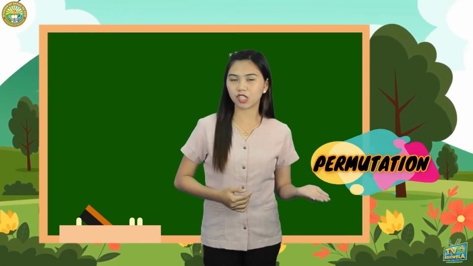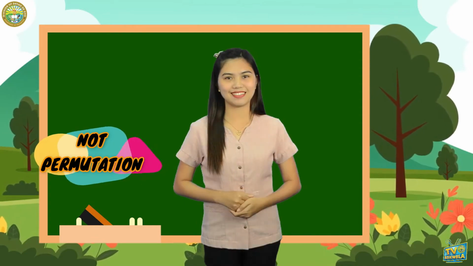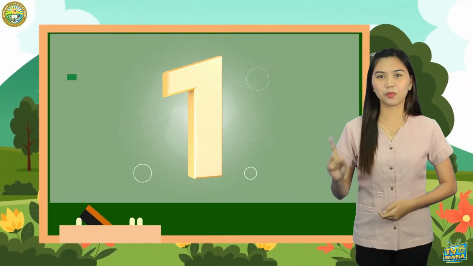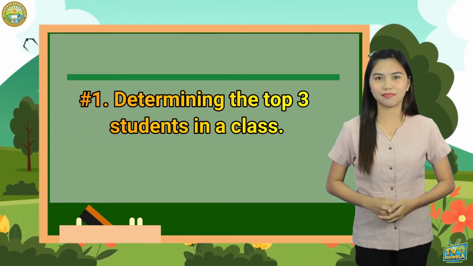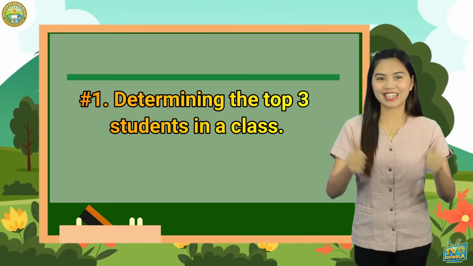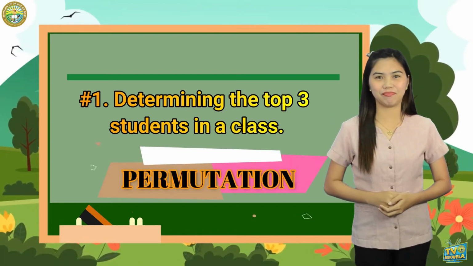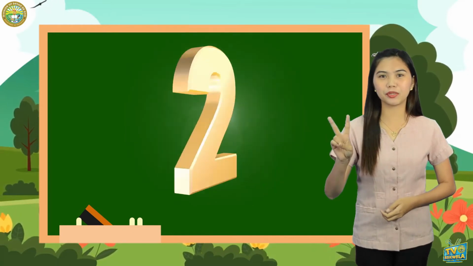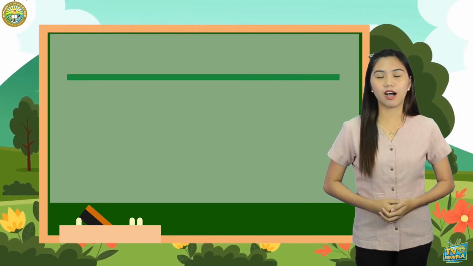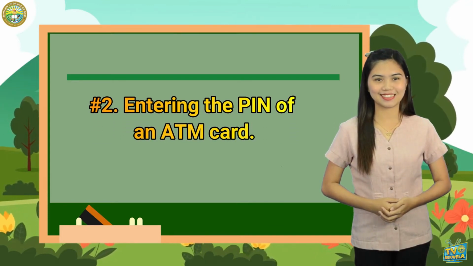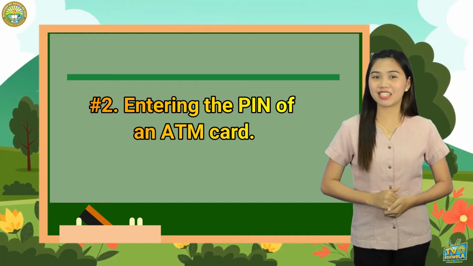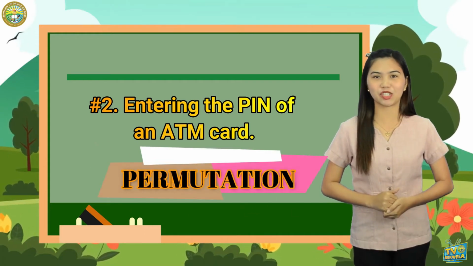Suppose you are given a situation. Kindly identify if it is permutation or not. Number 1. Determining the top 3 students in a class. Correct! It is a permutation. Number 2. Entering the PIN of an ATM card. Very good! The situation involves permutation.